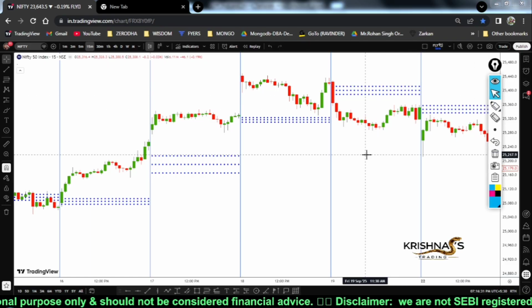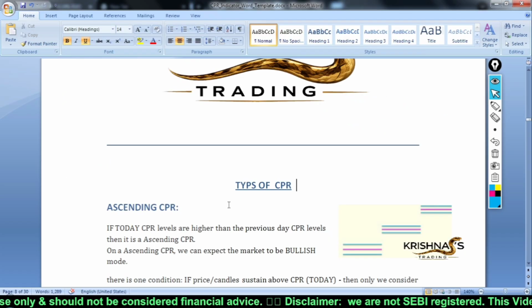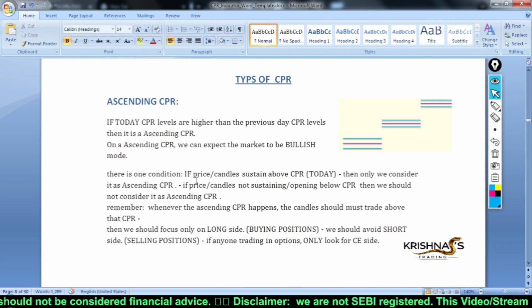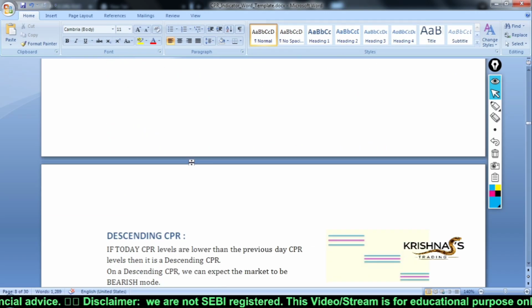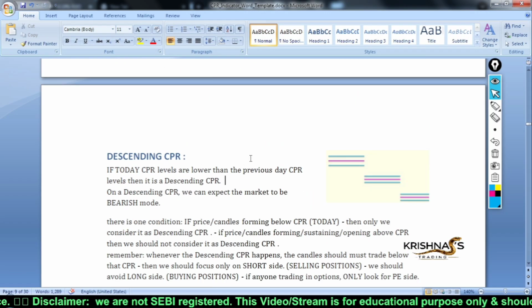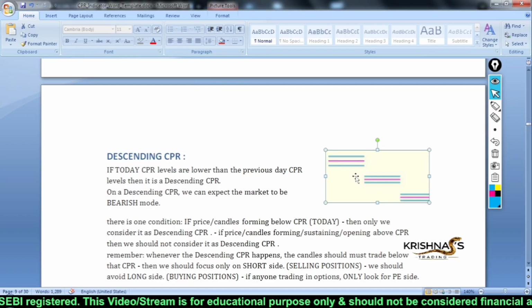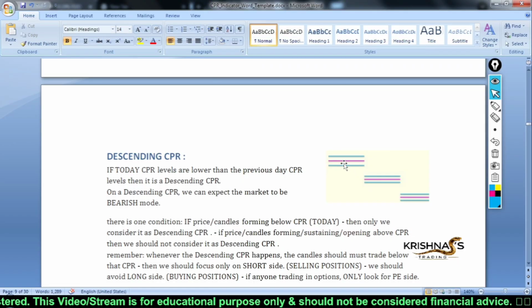These are the examples. If anybody wants to read this one, they can pause the video and read it. And the next one is descending CPR. The descending CPR will look like a step down format. CPR, below CPR and below CPR.